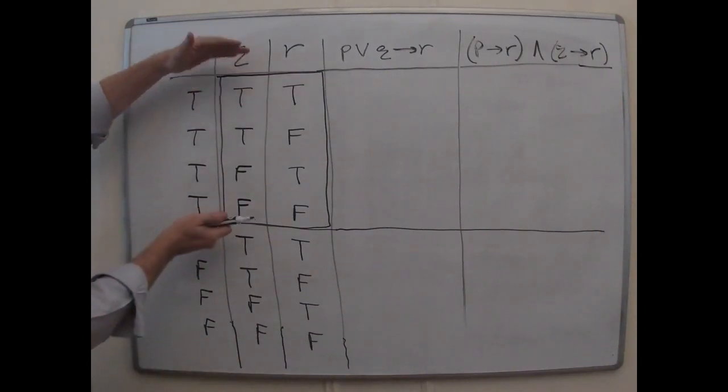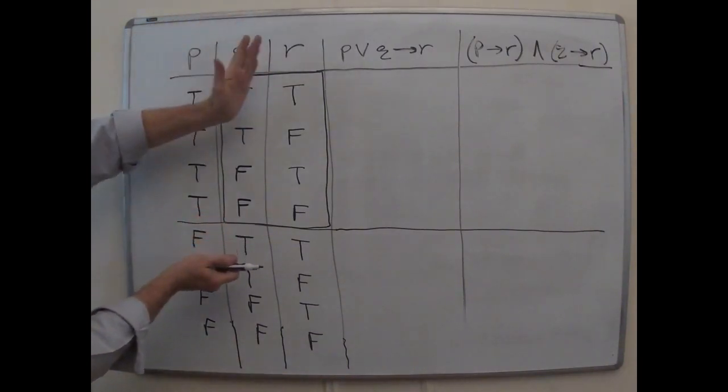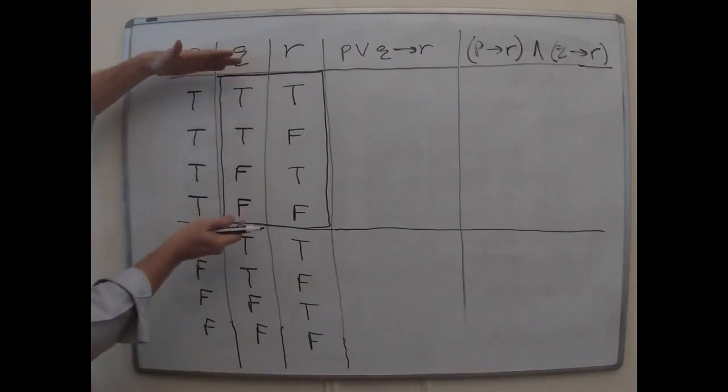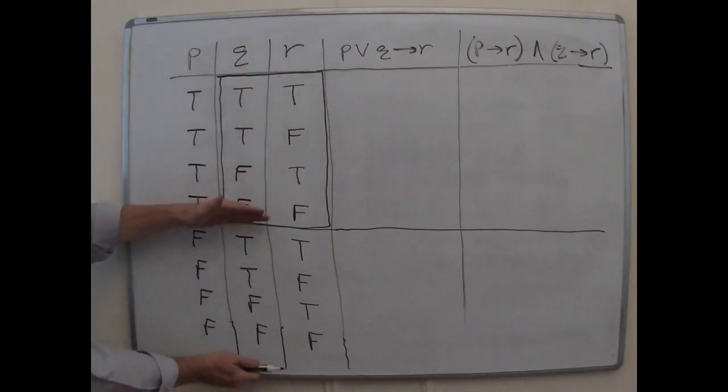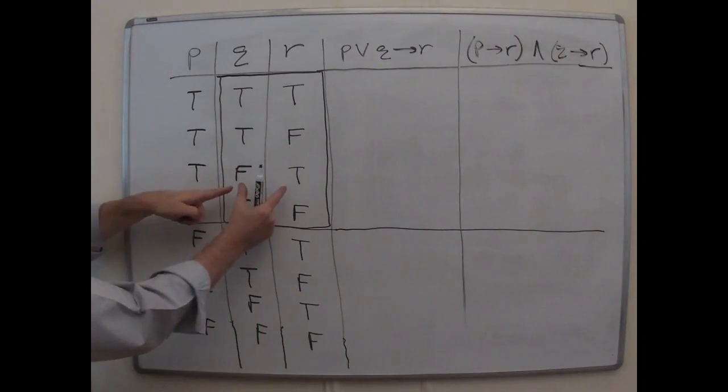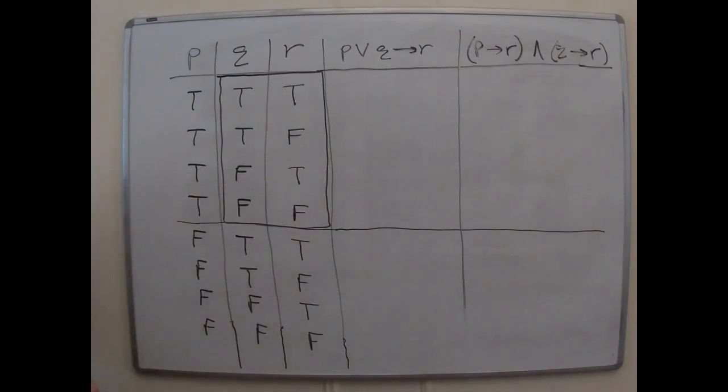So if you just restrict your attention to Q and R, that's a little bit of the 4x2 table that we used previously. And we've got another copy of that same pattern. TT, TF, FT, FF. TT, TF, FT, FF. Down in the bottom. The guy up front is true for the top half of the table and he's false for the bottom half of the table. So that's good.